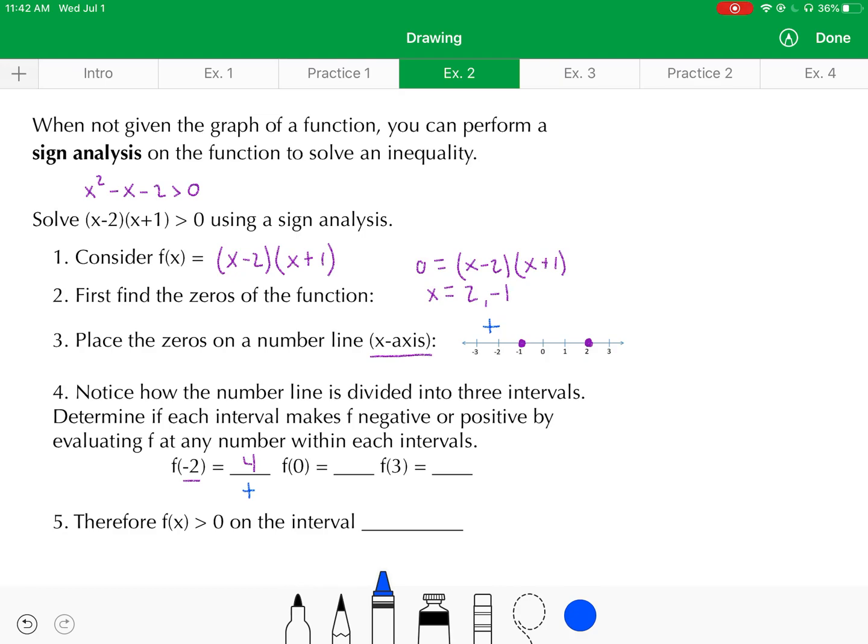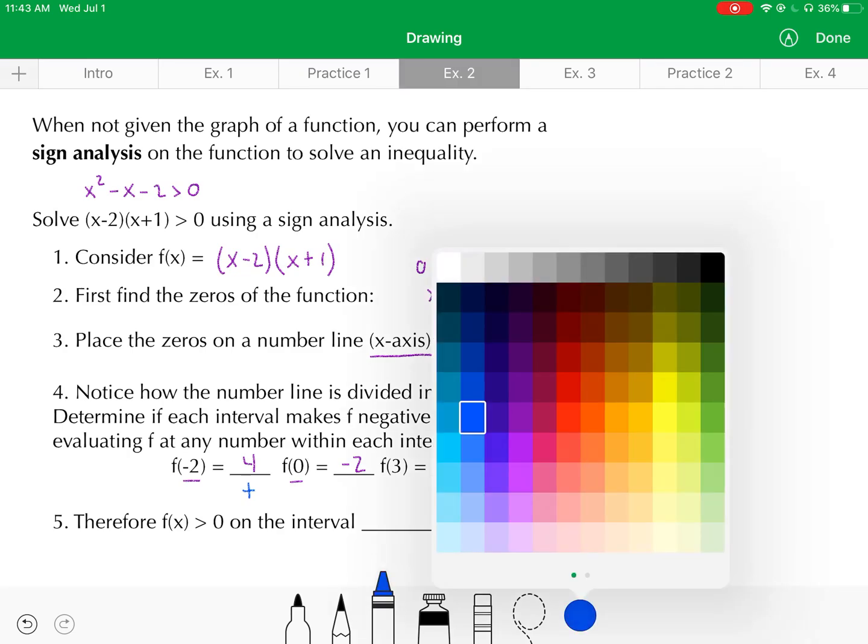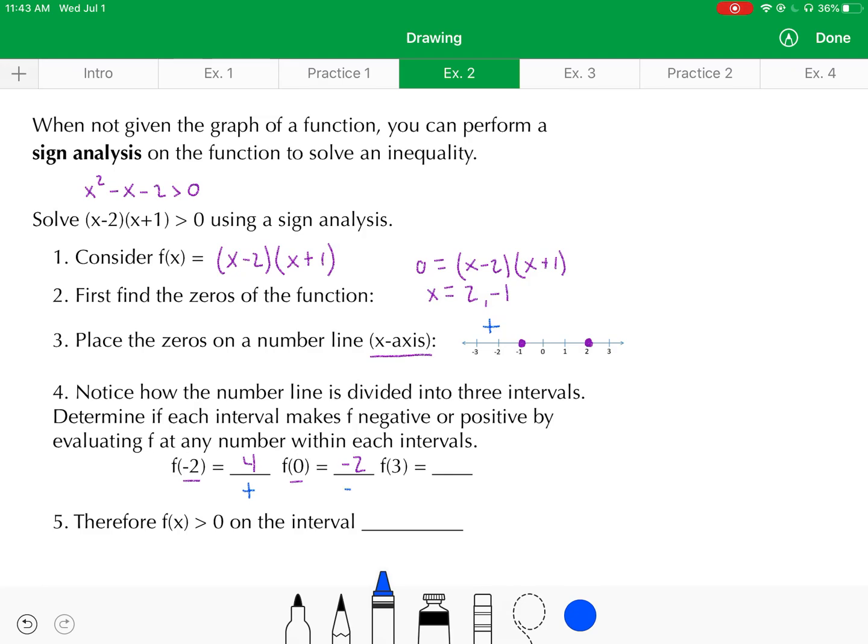I do the same thing for the second interval. Now the second interval is in the middle from negative 1 to 2, okay? So I'll pick a number somewhere within that interval. Notice I'm choosing the value of 0. When I plug 0 into the function, I end up with negative 2 for my result. And what I'm focusing in on is that result is negative. So back to my number line, I'll put a minus sign in the middle interval, okay?